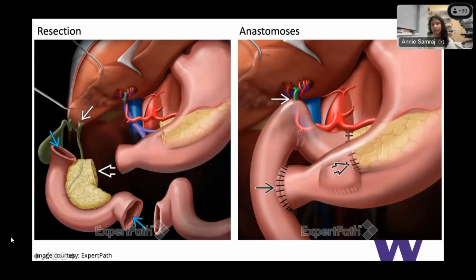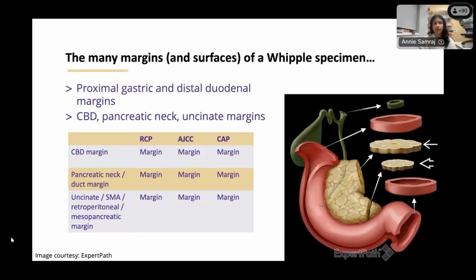So you have a pancreatico-jejunal, gastrojejunal, and the bile duct to the duodenum or small bowel again.